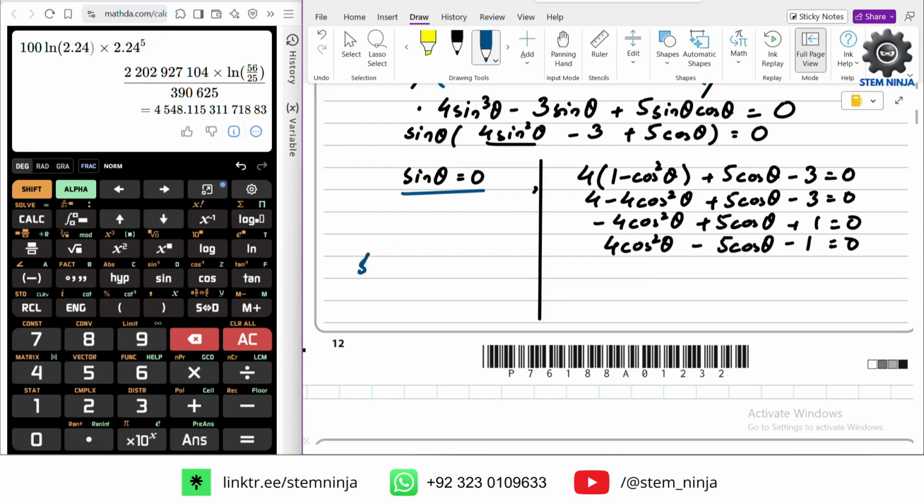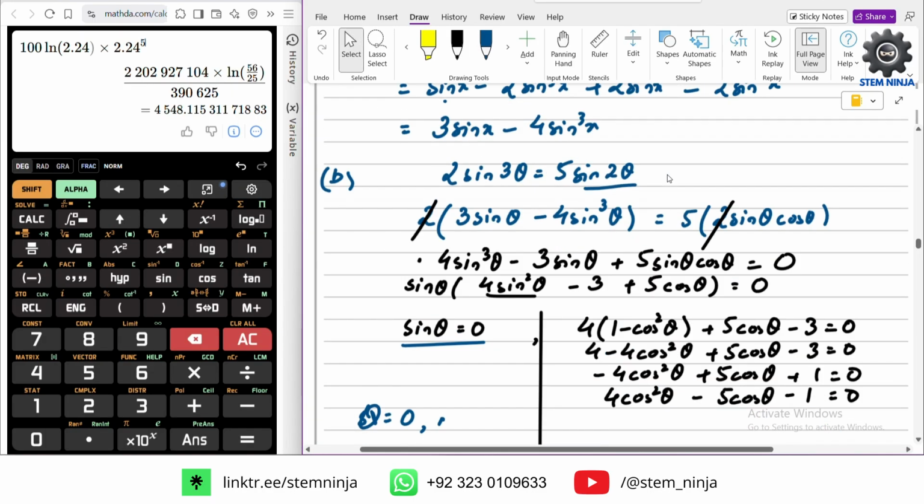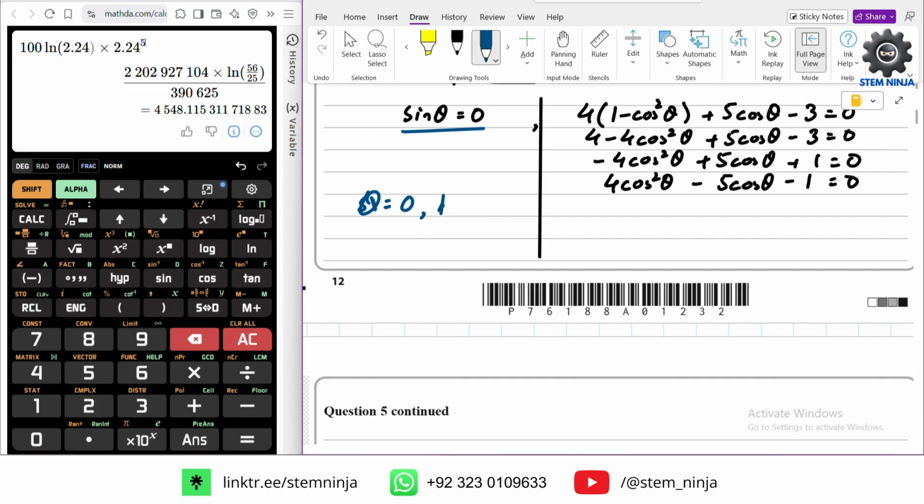So when sine theta is equal to 0, theta is either in between 0, wait a second, is it in degrees? Right, okay, 0, 180, 360 degrees.